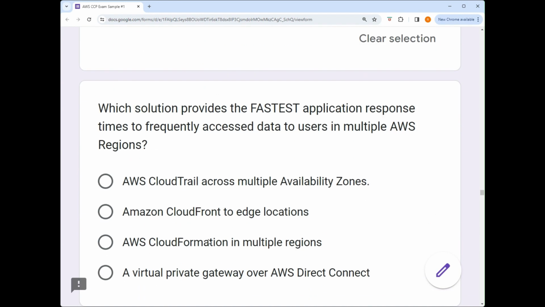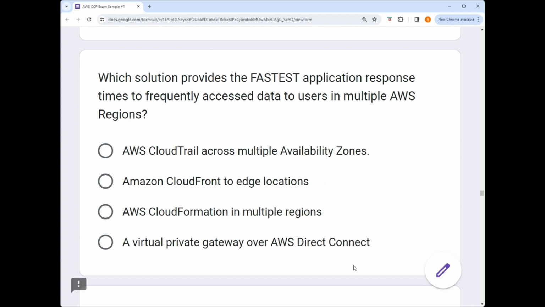Which solution provides the fastest application response times to frequently accessed data to users in multiple AWS regions? AWS CloudTrail across multiple availability zones. Amazon CloudFront to Edge locations. AWS CloudFormation in multiple regions. A virtual private gateway over AWS Direct Connect. Correct answer: Amazon CloudFront to Edge locations.